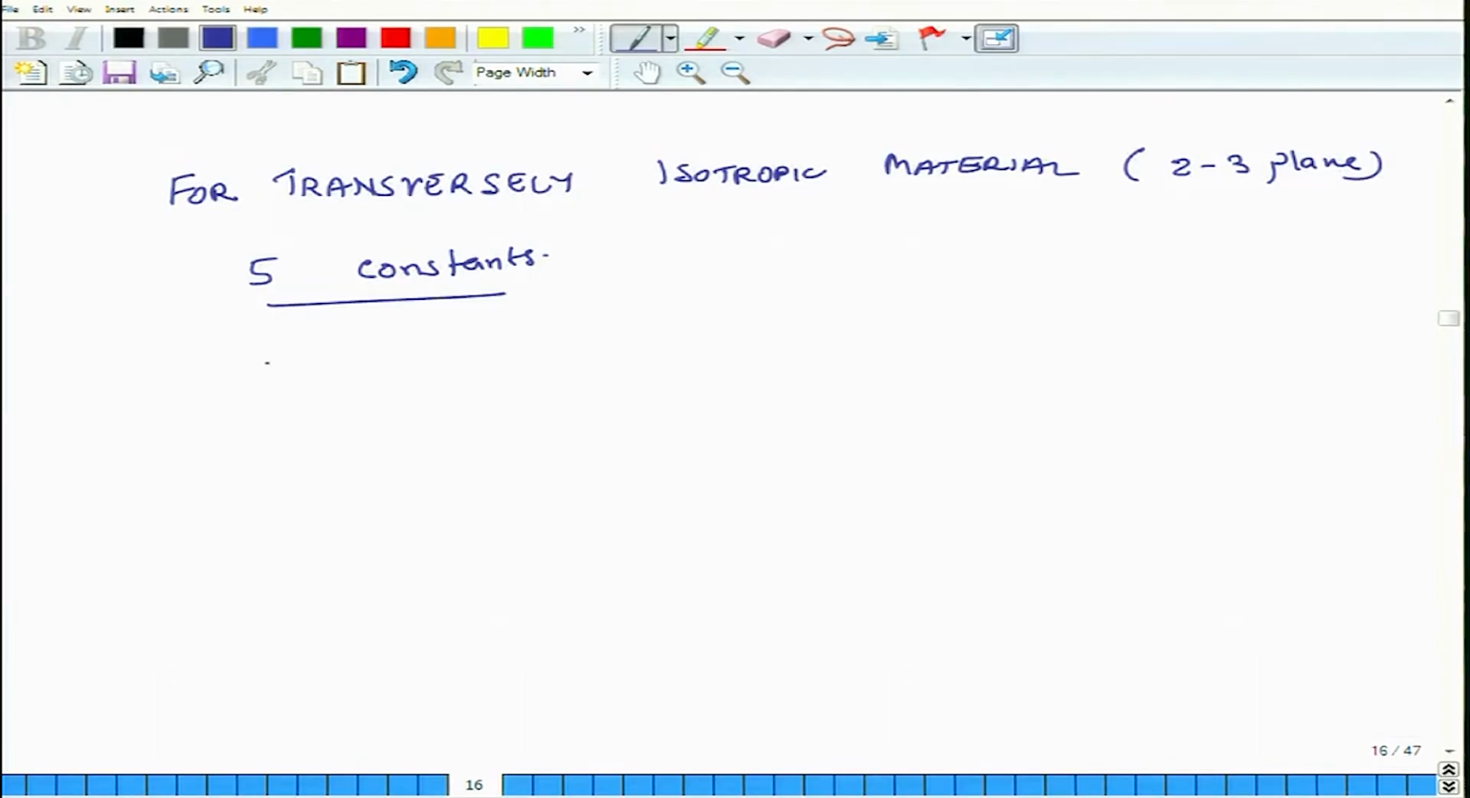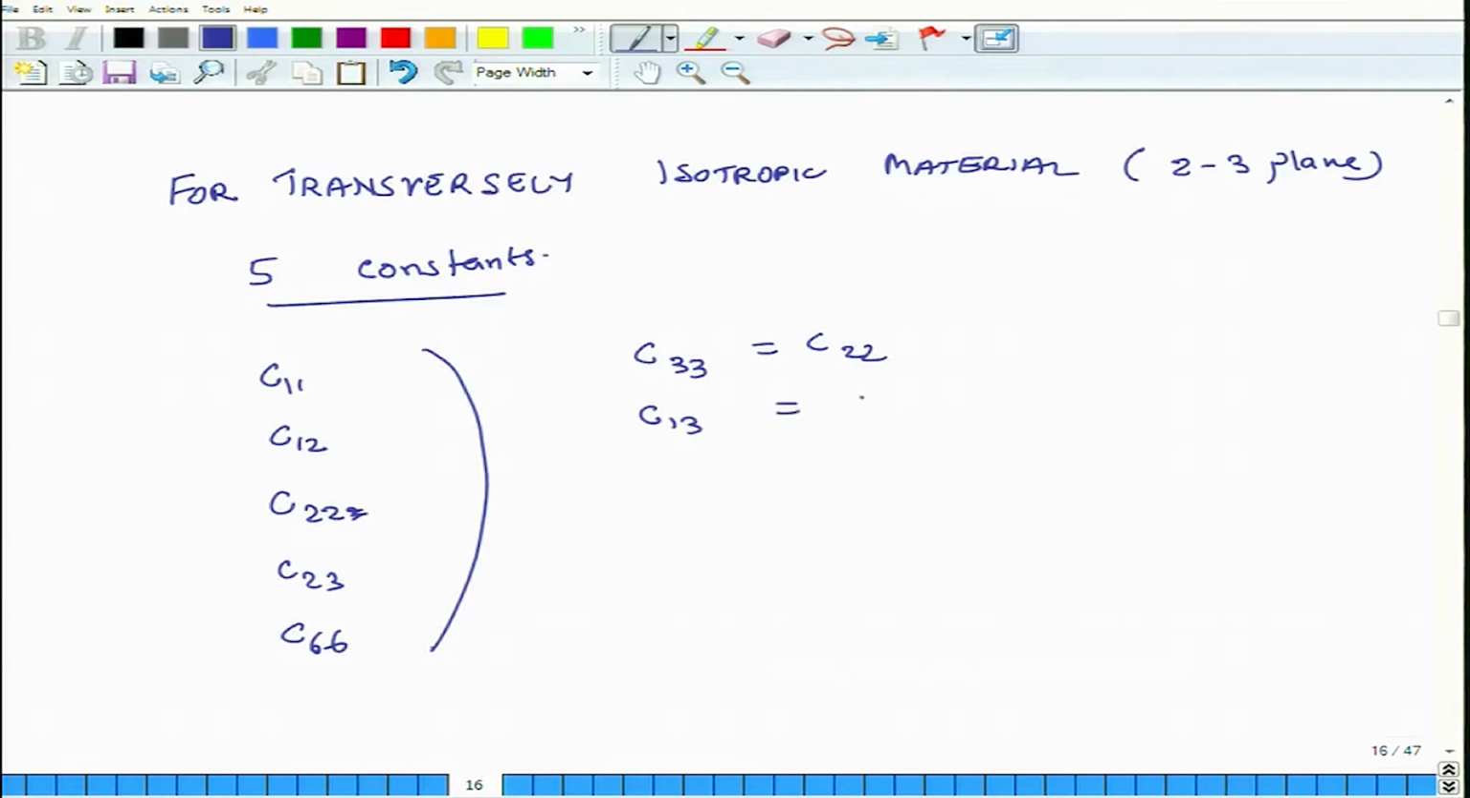And what are these constants? C11, C12, C22, C23 and C66. These are the 5 constants. C33 equals C22, C13 equals C12, C55 equals C66, and C22 minus C33 divided by 2 is equal to C44. So, for a transversely isotropic material, that is the thing.